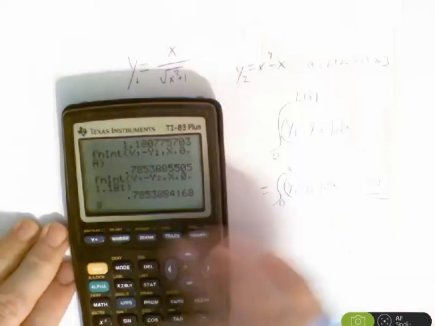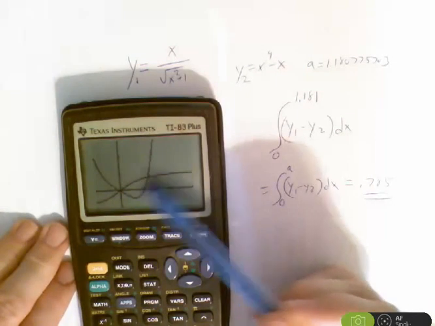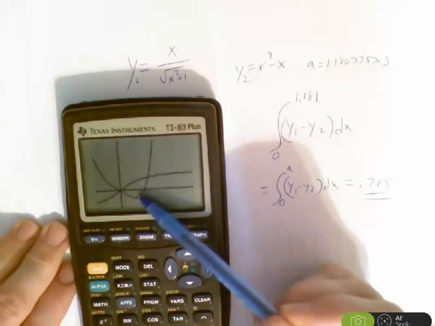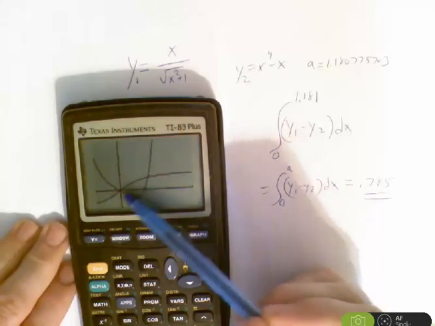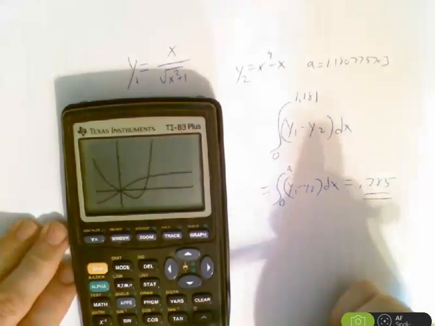So get a good picture. Figure out your boundaries. We're finding the area of the region in between these curves, the area between the curves. Find your boundaries, top minus bottom from A to B. That's it. Okay.